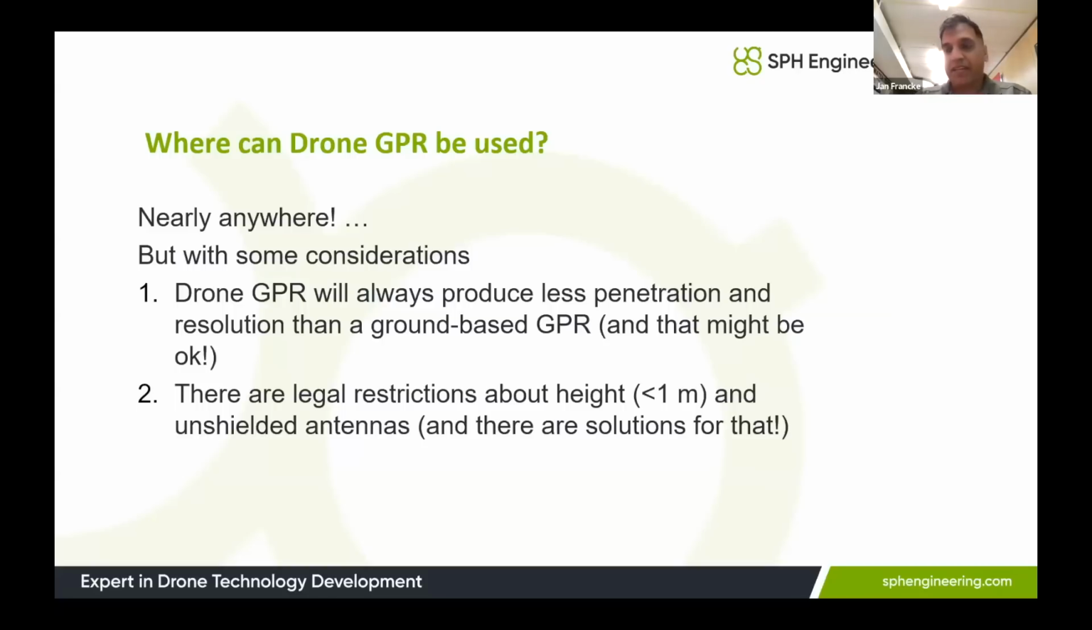Now, the next thing to consider is that there are significant legal considerations around the use of drone GPR, particularly in the UK, in Europe, and in North America. We have specific laws that dictate that radar must be used within 1 meter of the ground surface, which turns out to actually work really well for us, because that's part of the key for this working well: to get as close to the ground as possible.